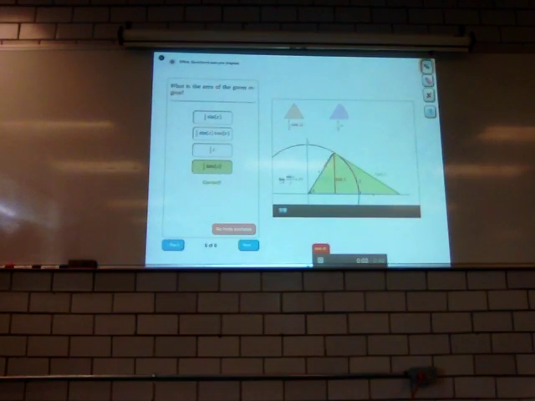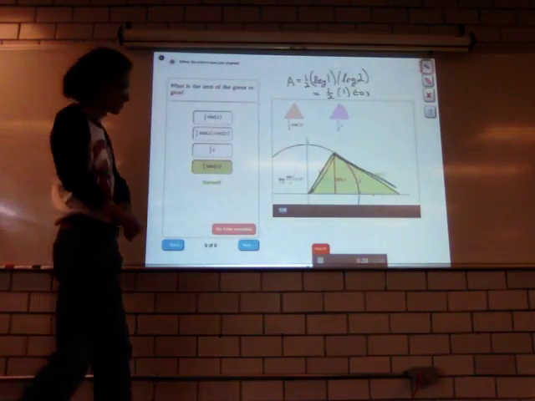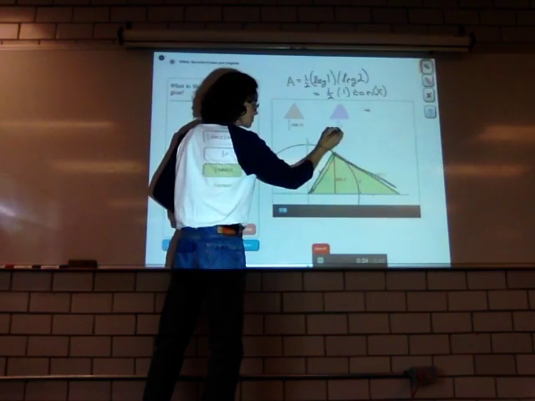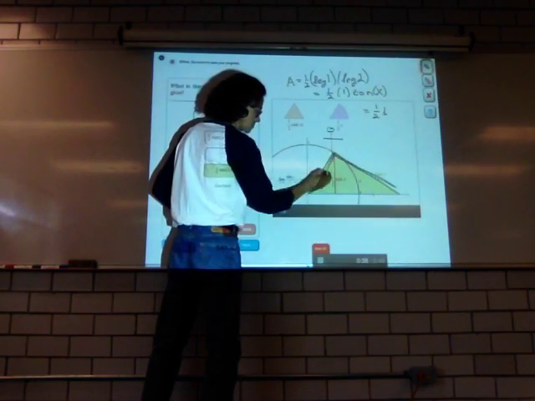The green right triangle has legs 1 and tangent of x. The area of a right triangle is 1 half times leg 1 times leg 2, because the legs can be thought of as a base and a height. Leg 1 is 1, so we'll write that as 1 half times 1, and leg 2 is the tangent of theta, or the tangent of x here. Putting that together gives us an area of 1 half tangent x.